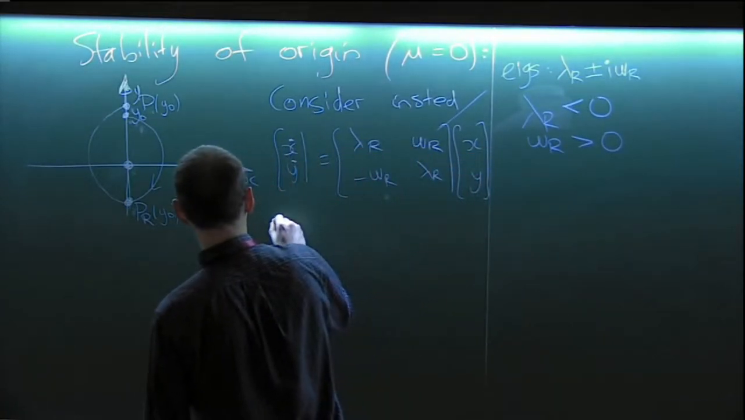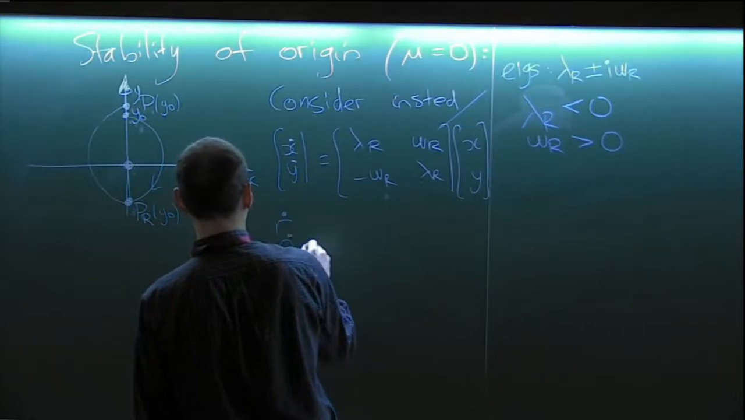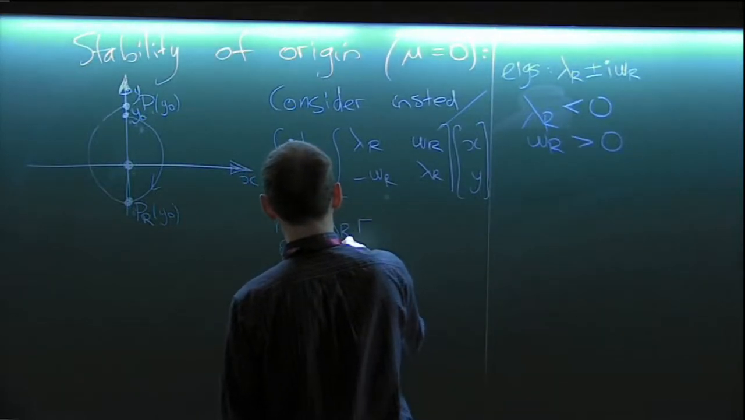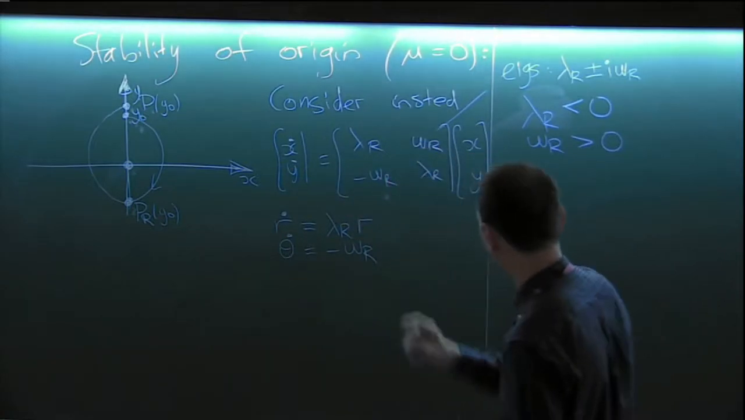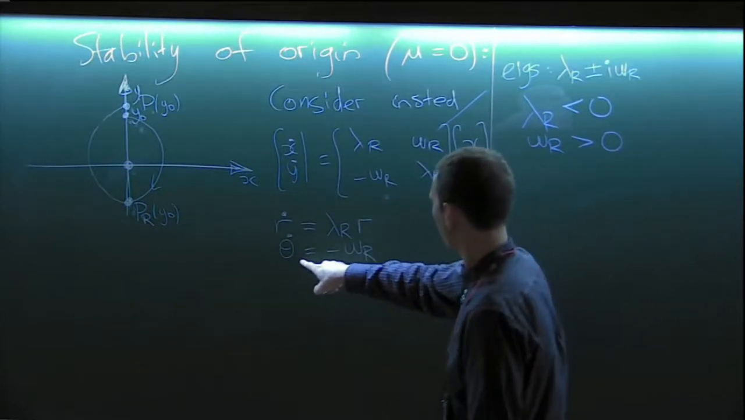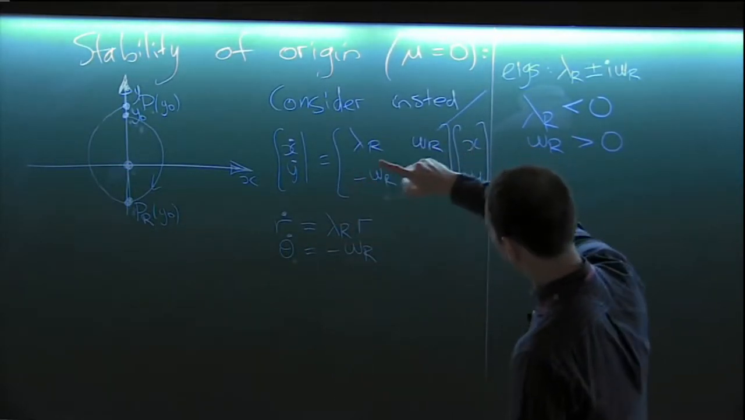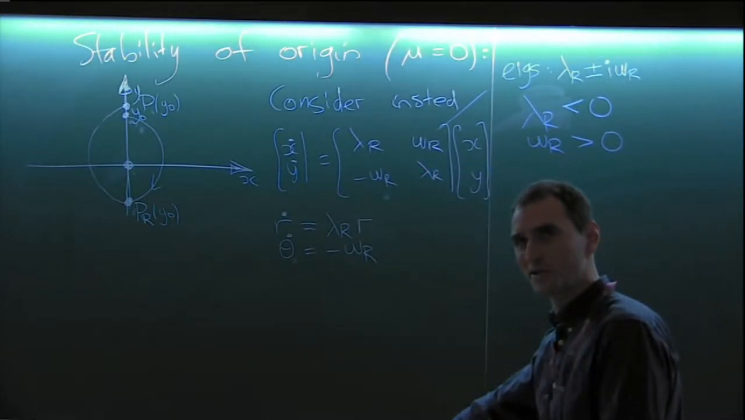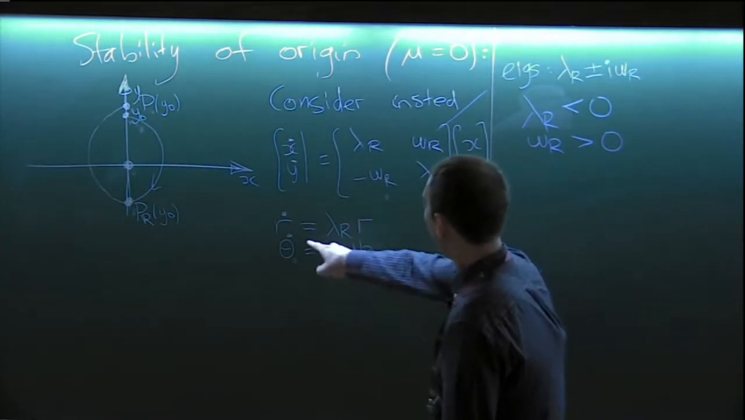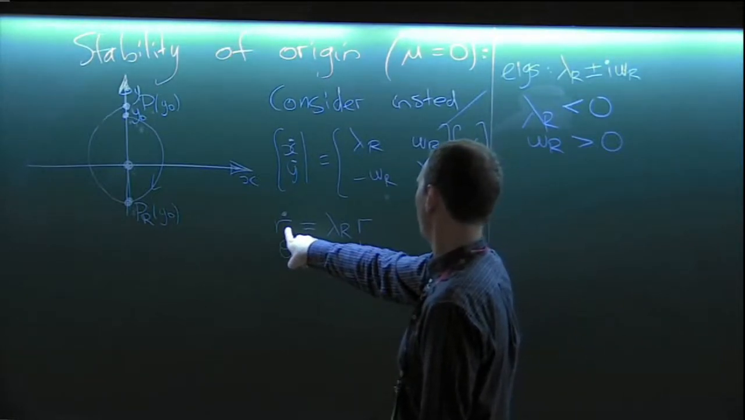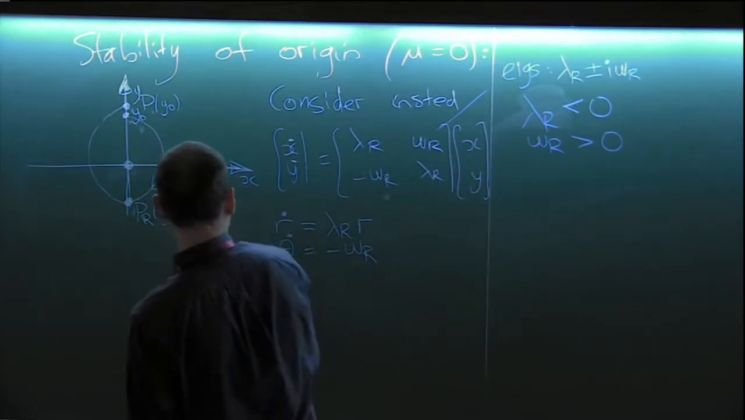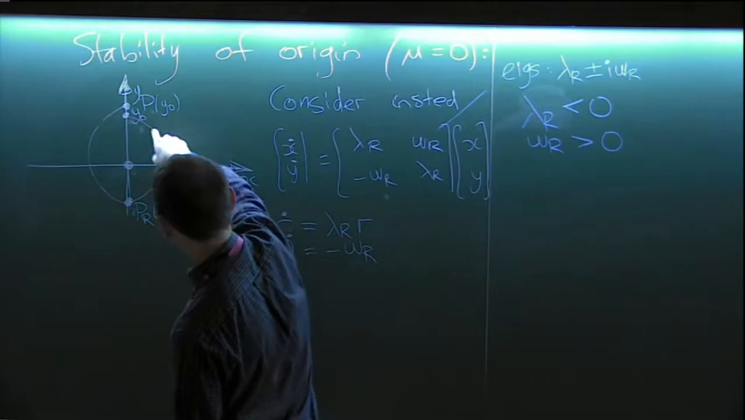So if I change this to polar coordinates, r dot is lambda_R r. Right, so in polar coordinates, theta dot is a constant. The angle decreases because I'm going clockwise. The angle decreases at a constant rate, and the radial component r grows exponentially. So from this, I'm going 180 degrees.